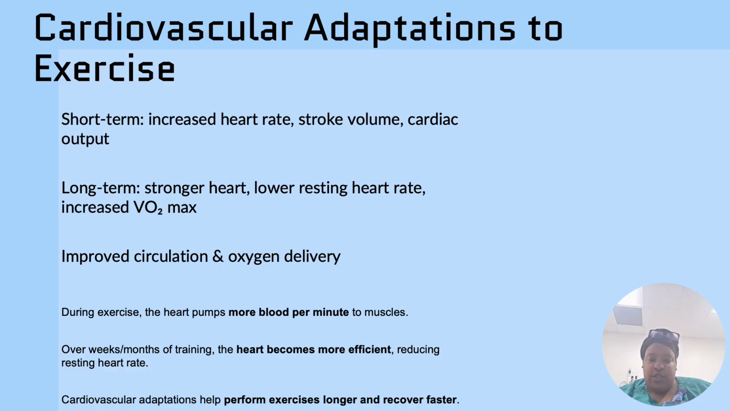During exercise, your heart rate increases and your heart pumps more blood per beat. This increases cardiac output, which is the total amount of blood pumped per minute. Over time, long-term training makes the heart stronger and more efficient. Your resting heart rate decreases, VO2 max improves, and circulation becomes more effective throughout the body. These adaptations help you exercise longer, perform better, and also recover faster.